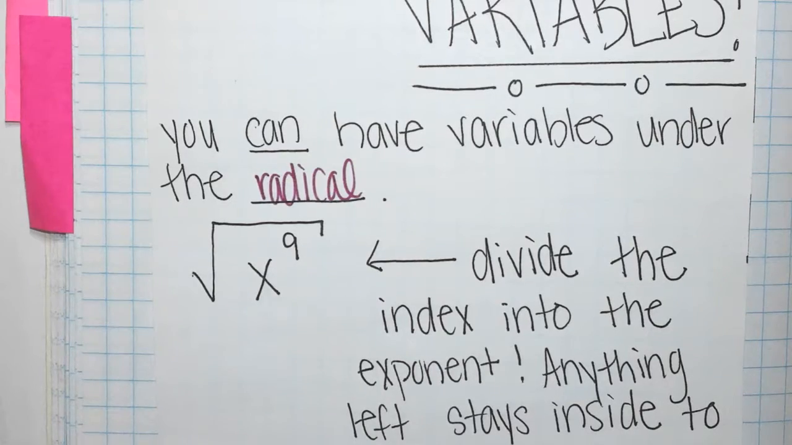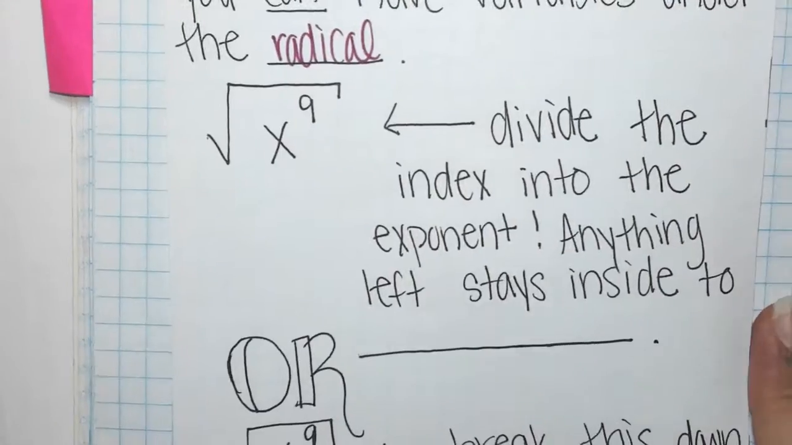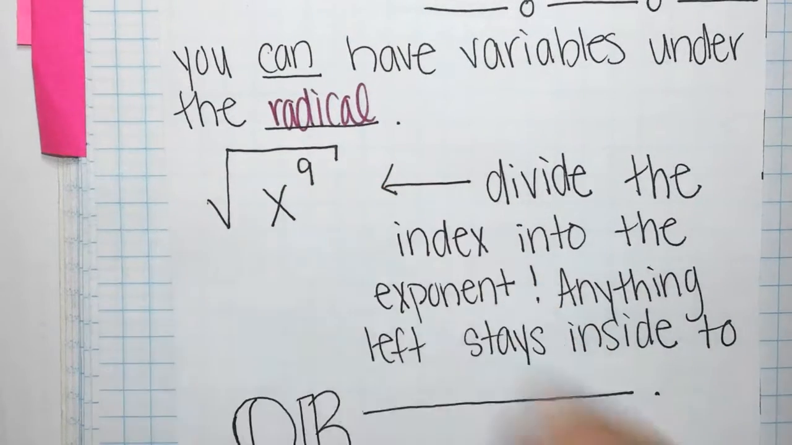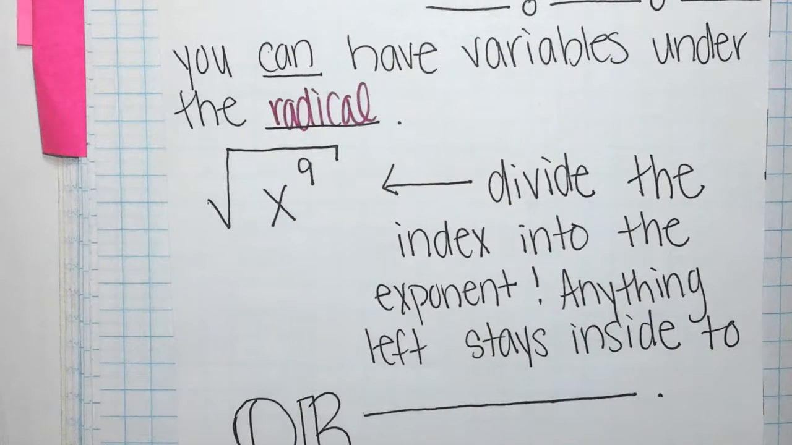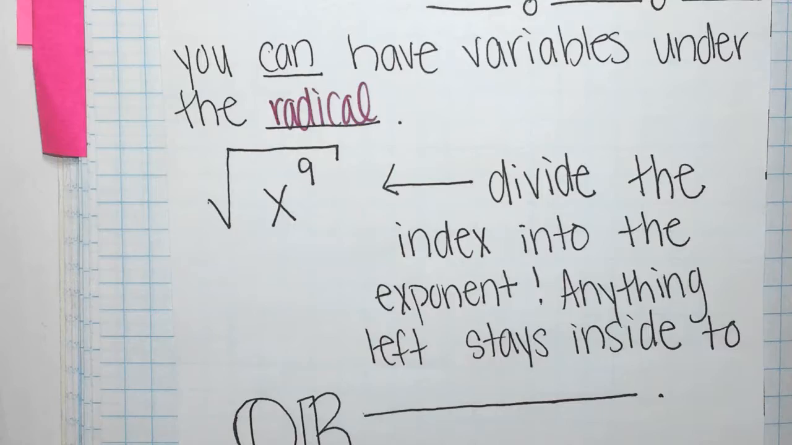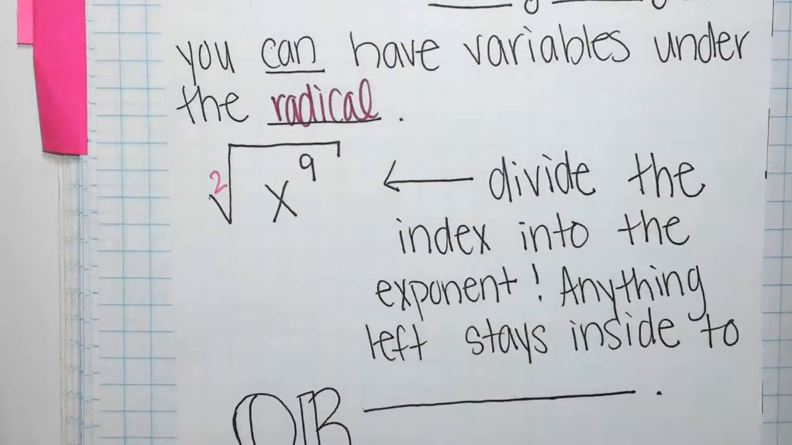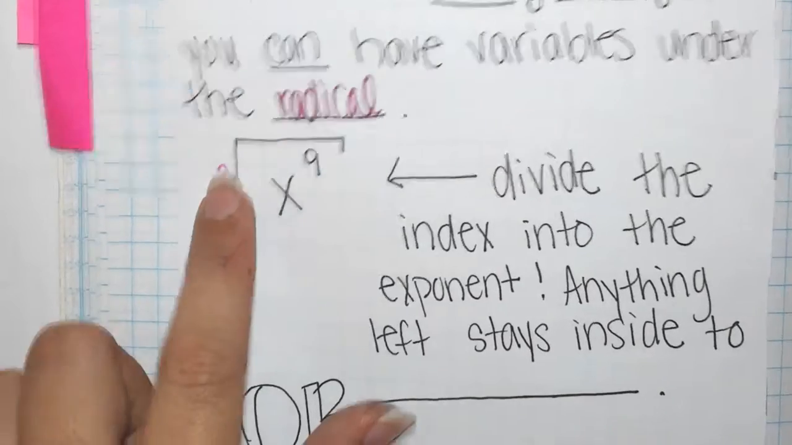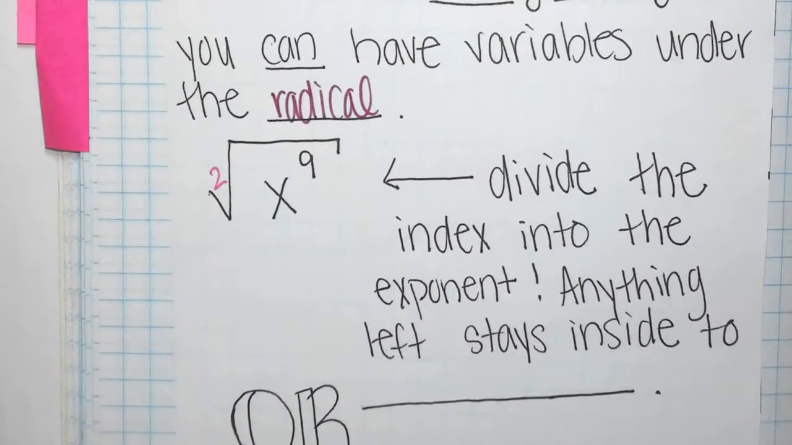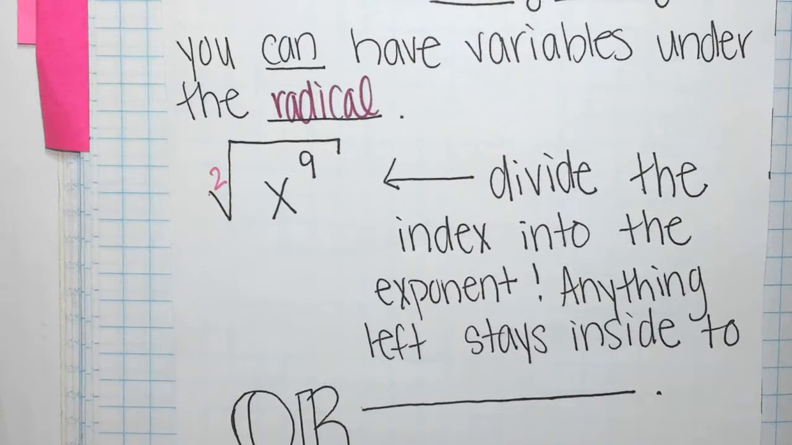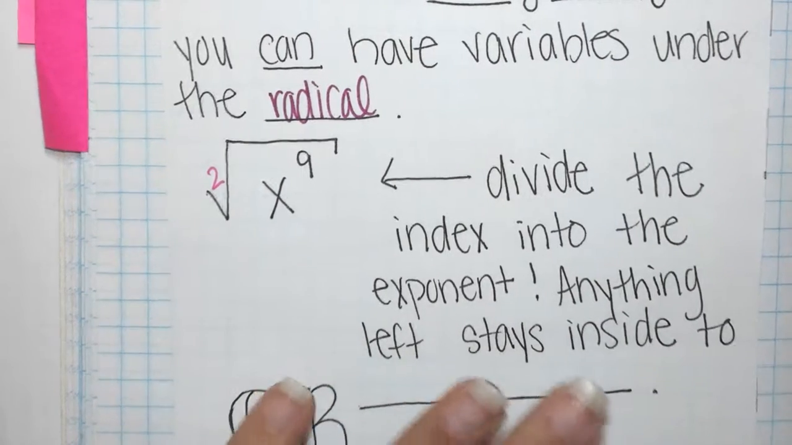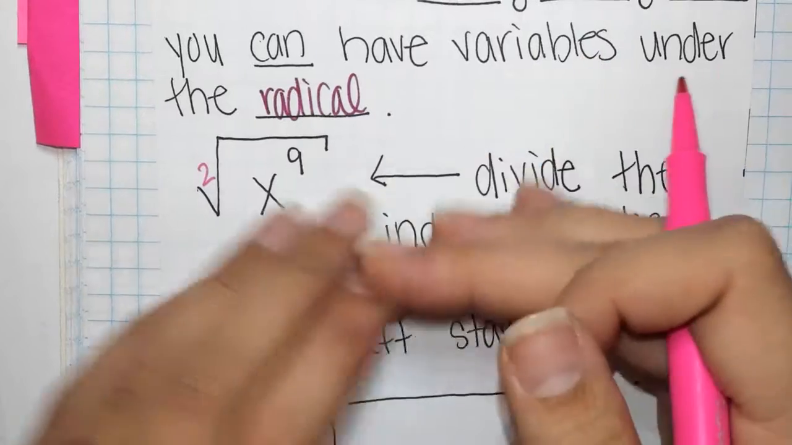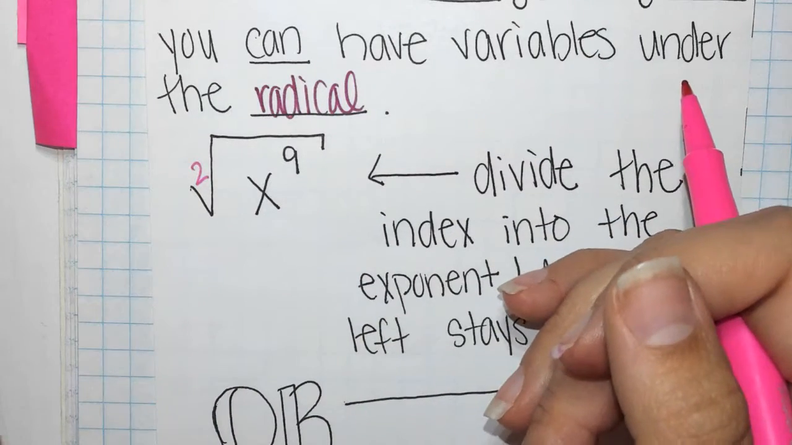Okay, so you can have variables under the radical. You can do it 2 ways. It's actually very simple. If it doesn't have a number right here, what's the index? 2. So what you do is you divide the index into the exponent. So how many times does 2 go into 9? It can divide into it. You'll just have leftovers. So how many times can 2 go into 9? 4 times.